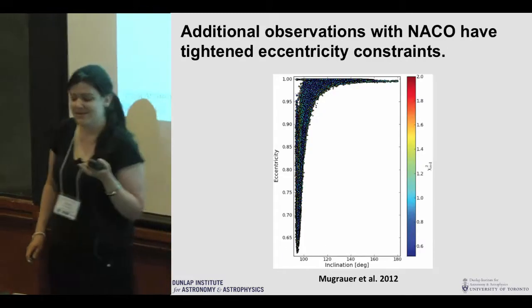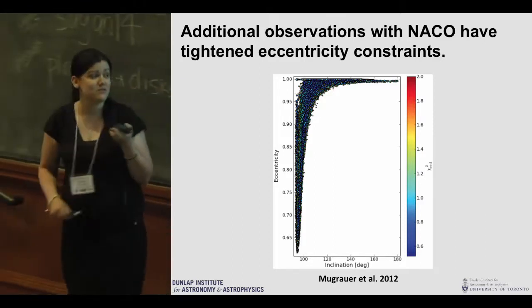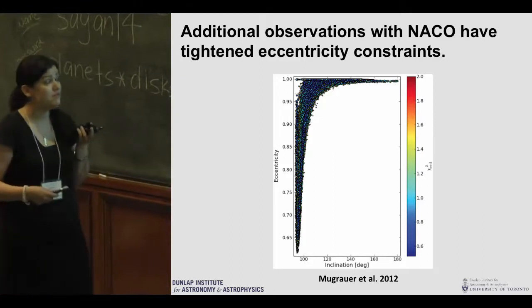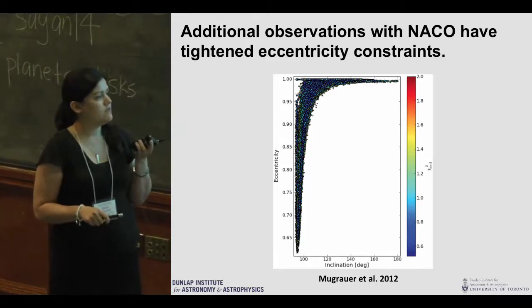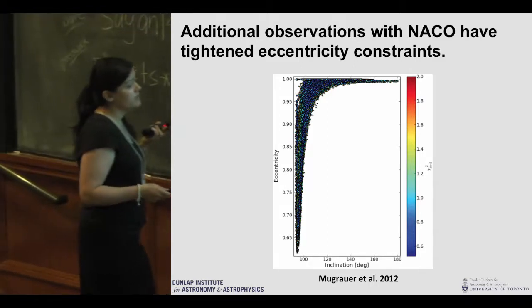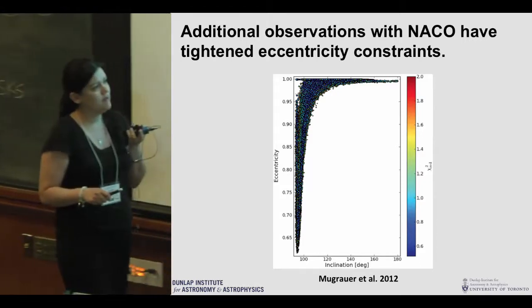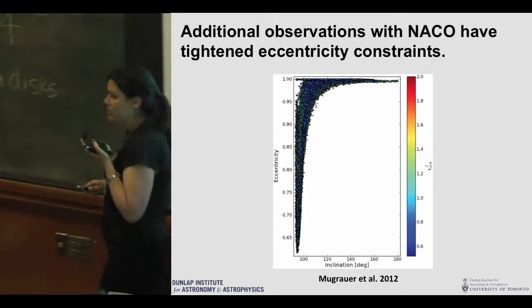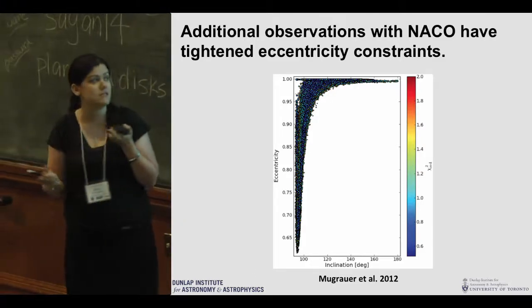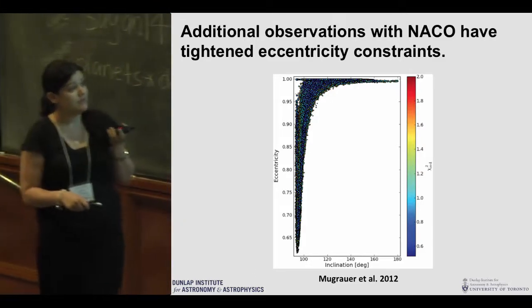But when you get additional data, you can do a little bit better. So this system has continued to be followed down at NACO, with NACO on the VLT. This is work published in 2012. Now this is the same diagram. In this case, these authors used what they called a least squares Monte Carlo. So they did a combination of chi-squared minimization and Monte Carlo sampling.